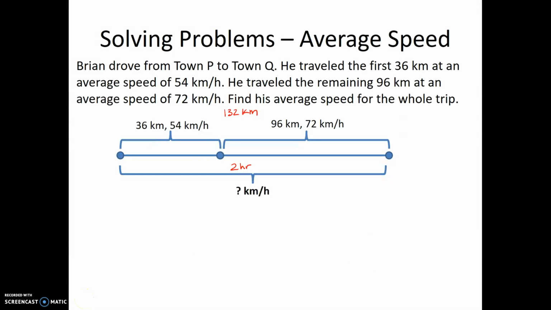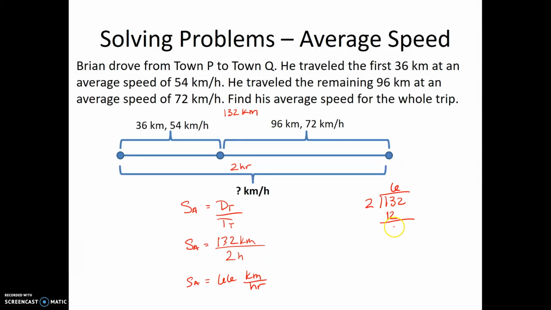Okay, now we are all set to find the average speed. So the average speed is going to be the total distance over the total time, which we found on the last slide. So the total distance is 132 kilometers over 2 hours. So the average speed will be 66 kilometers per hour. And let's just make sure I'm right here. So 132 divided by 2. 2 goes into 13 6 times. 6 times 2 is 12. Bring down that 2. Oh, looks like I was right.